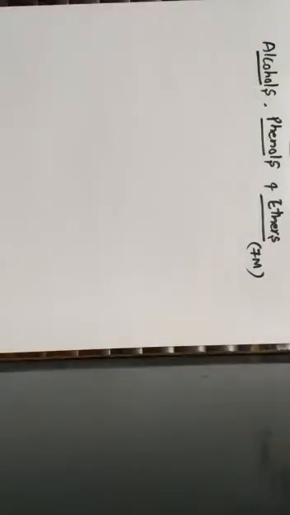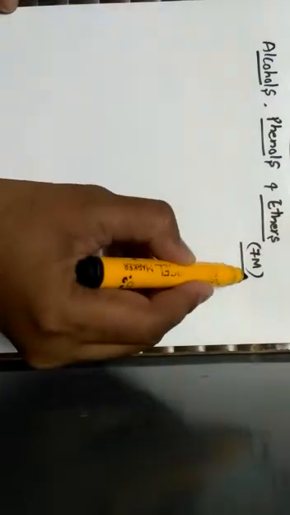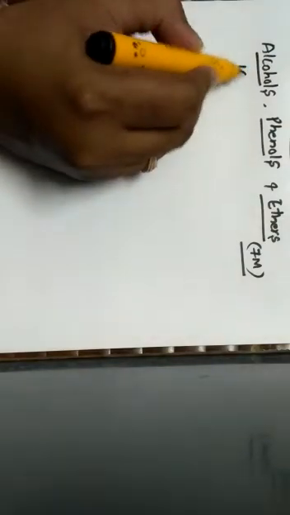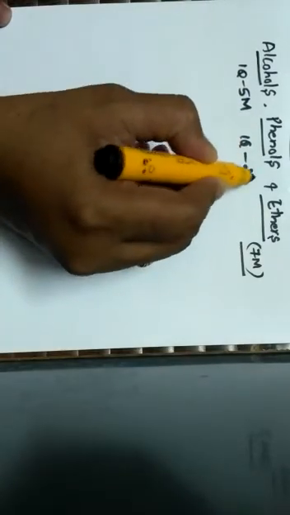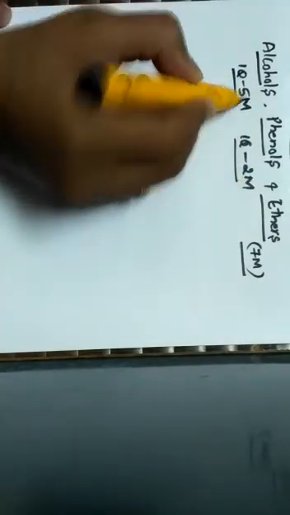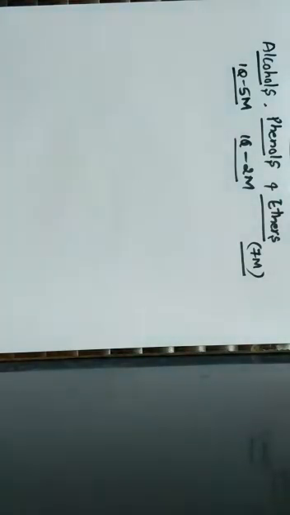Good morning, students. Today, let us start with a new chapter called alcohols, phenols, and ethers. From this chapter, with respect to the board exam, we are going to get 7 marks, where there will be one question for 5 marks and one question for 2 marks. This is the weightage according to the board syllabus.